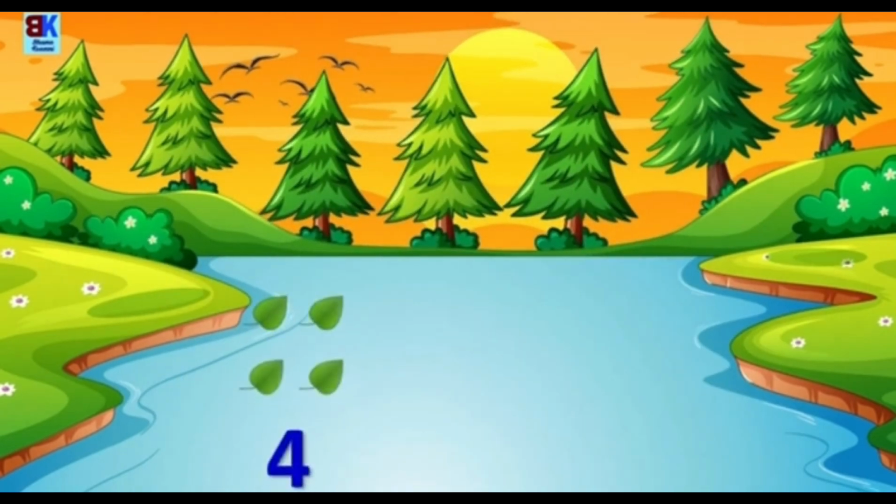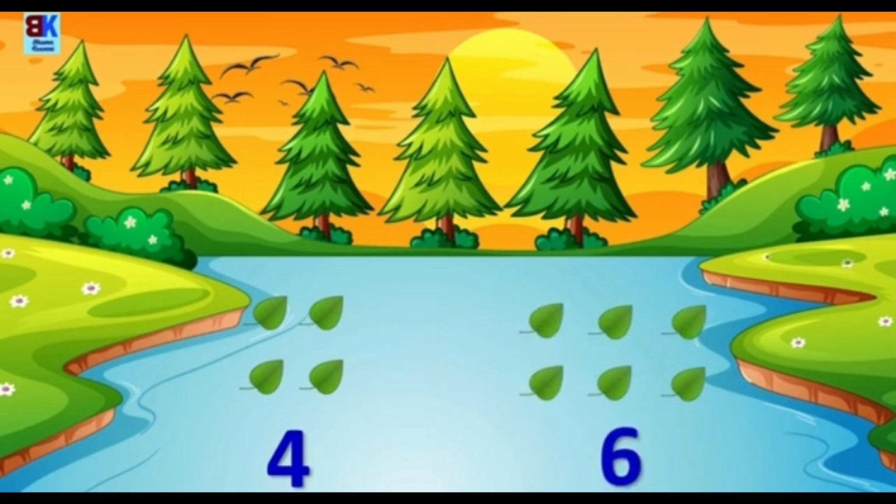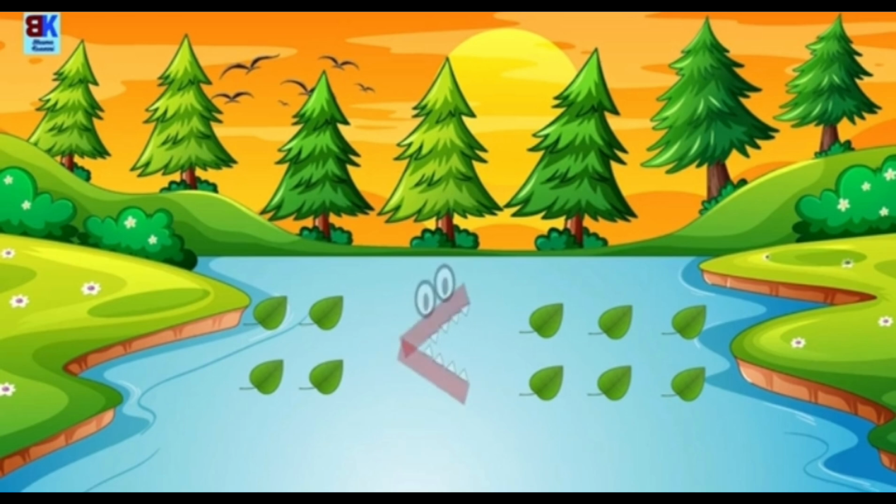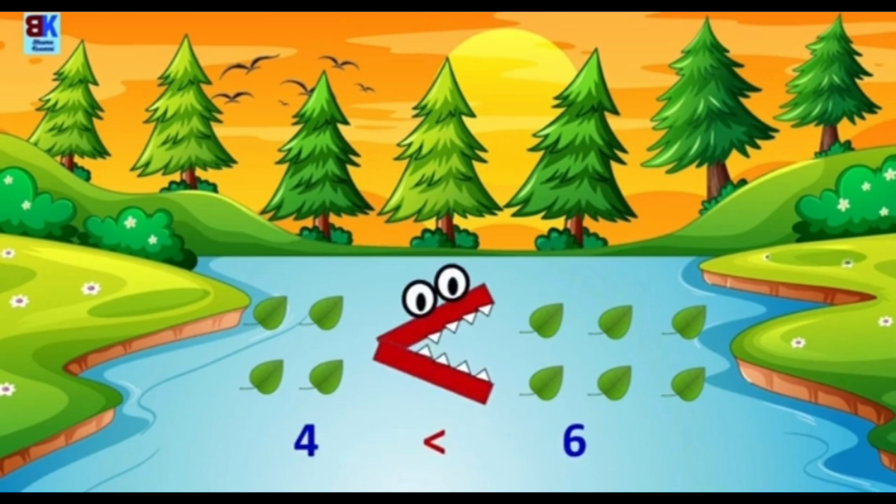In this example, we have 4 leaves and 6 leaves. It means 4 is less than 6. I will open my mouth towards the big number 6 and the back of my mouth will point towards the small number 4. 4 is less.